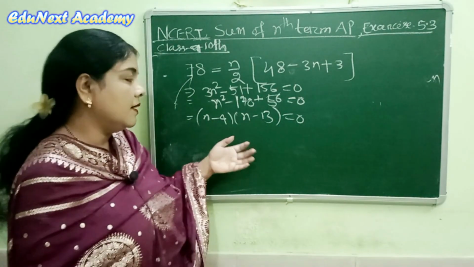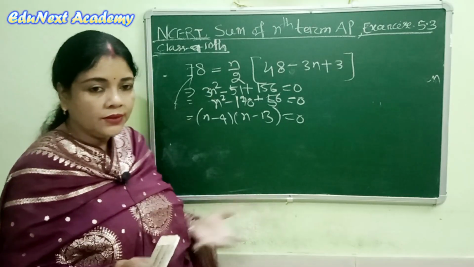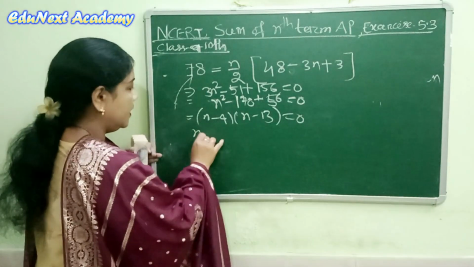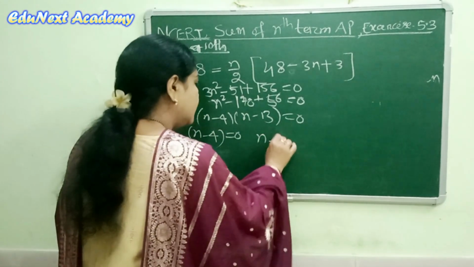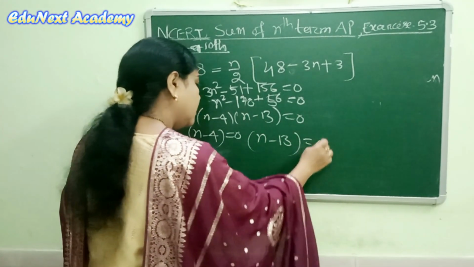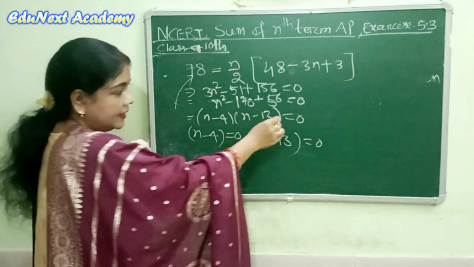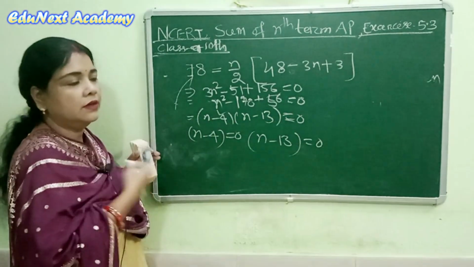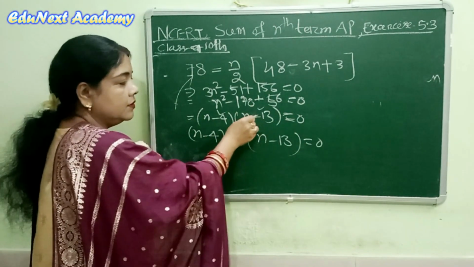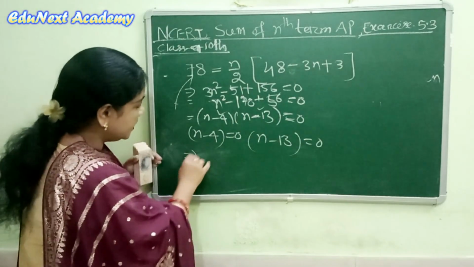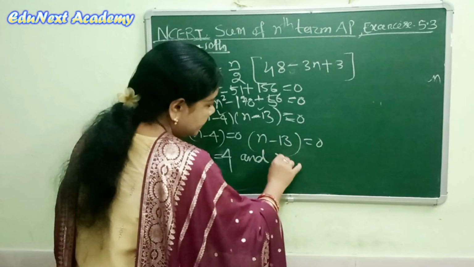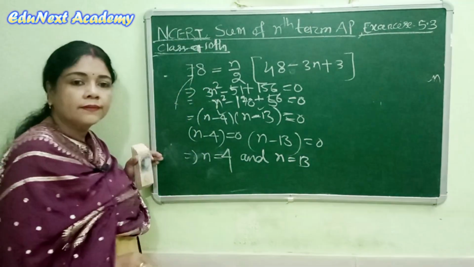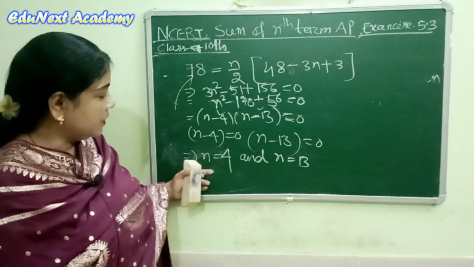If you don't know, then I will explain in the coming class. Okay. So here n minus 4 is equal to 0 or n minus 13 is also equal to 0. If the product is equal to 0, either this is equal to 0 or n minus 13 is equal to 0. That means n is equal to 4 and n is equal to 13.